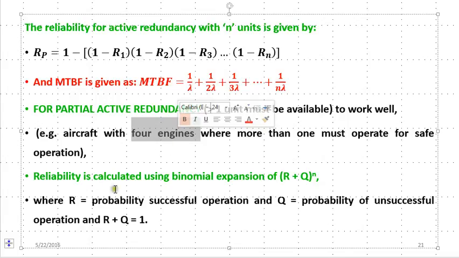So the reliability in this case, where you have many units but you need more than one of them to be operative for the system to work perfectly, we use the binomial expansion technique in order to find the reliability. This is the formula (R + Q)^n, where R is the probability of reliable operation, that's perfect operation, and Q is unreliability, that is the failure operation, and n stands for the number of units connected in parallel. Now we know that reliability plus unreliability is equal to 1, as we have seen previously.